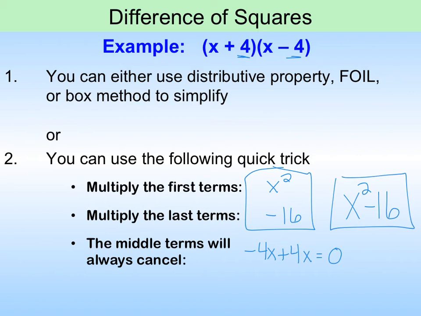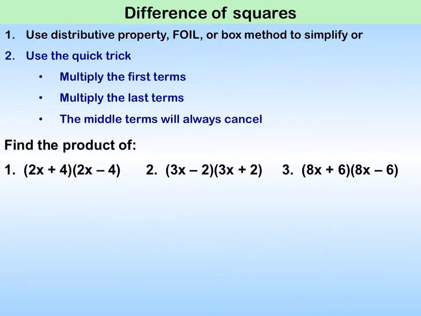So this one's a really, really quick way to do these. It's just multiply the first and multiply the last. You kind of skip the OI in FOIL if you use FOIL to simplify. So we've got a couple of these examples as well. The key to identifying these to use the shortcut would be to make sure you have the same two binomials, but they have opposite signs.